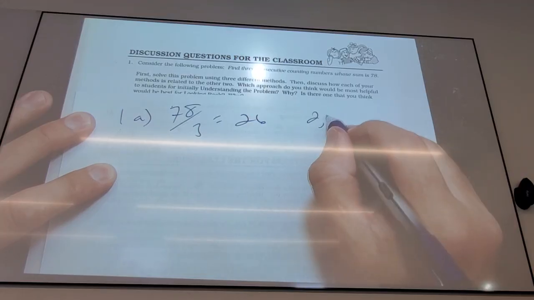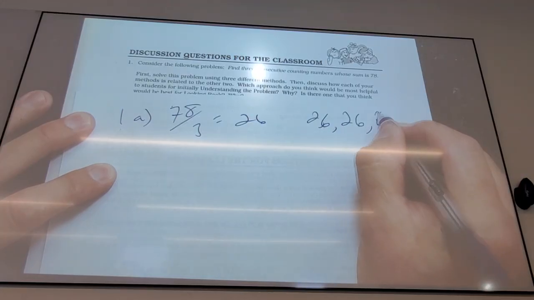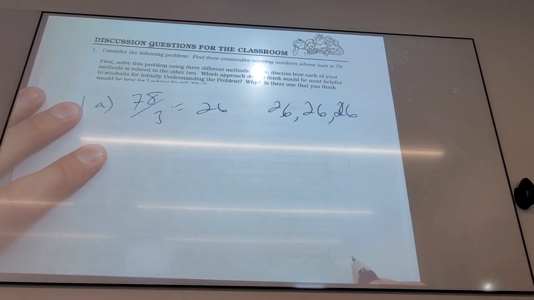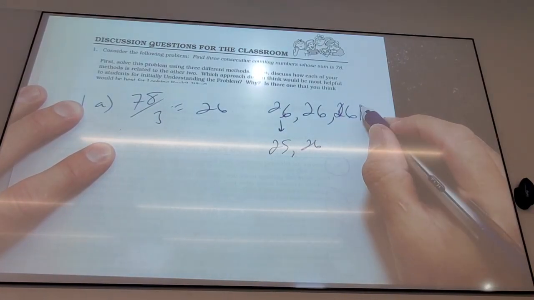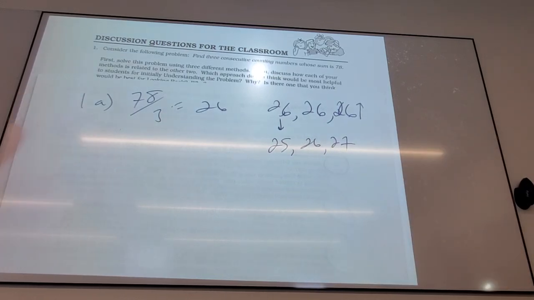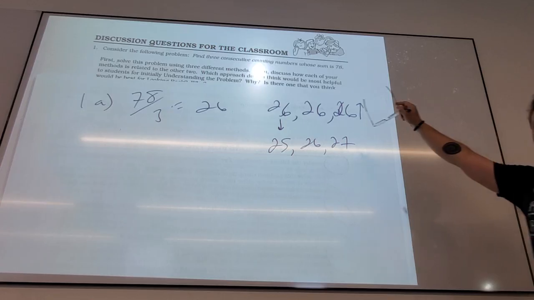26. So if they were all the same number, it would be 26, 26, 26, yes? But they're supposed to be consecutive. So if you make this one go down, then this one can go up. And there's your consecutive, right? That is actually the way that I have students do this problem when this problem is in algebra class.